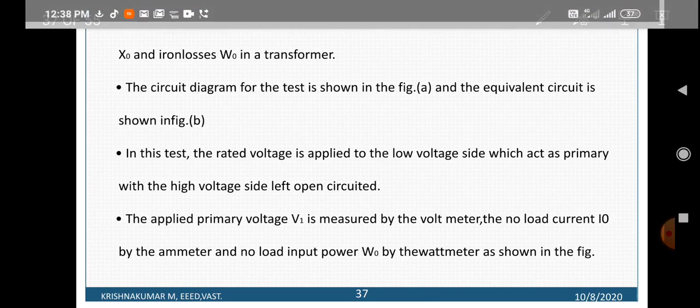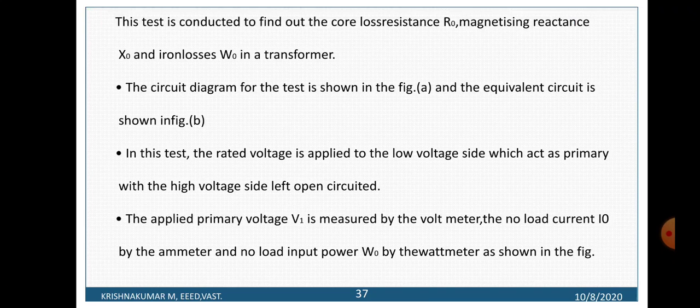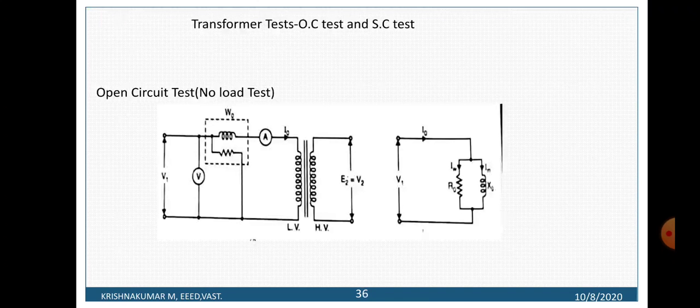Then the explanation of the circuit diagram for the test is shown in figure A and the equivalent circuit is shown in figure B. So see the equivalent circuit: I0 is the no load current. It has two components, IW and IM. IM is the magnetizing component which is used to sustain the flux in the core. We have studied that. IW is used to feed the total loss in the transformer. Even though there are two losses, we can neglect the primary copper loss. Actually, the loss fed by IW here is only the core loss. Okay.